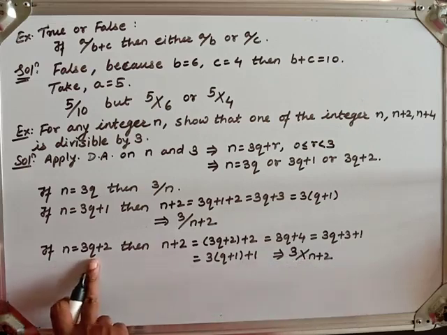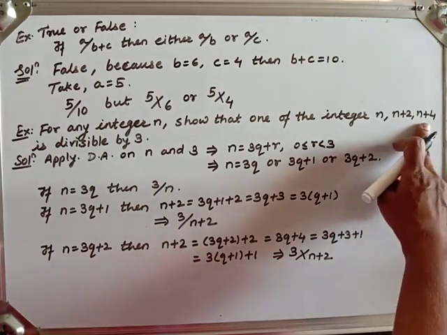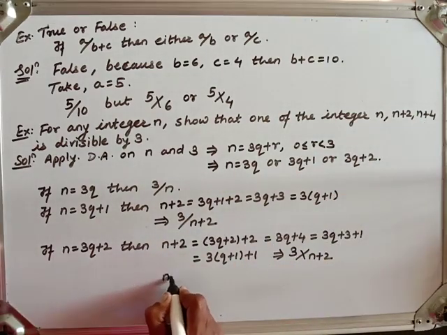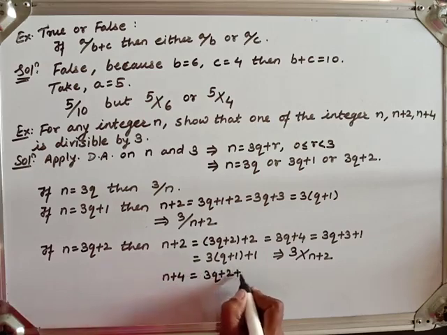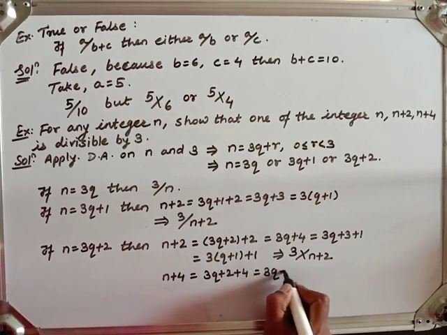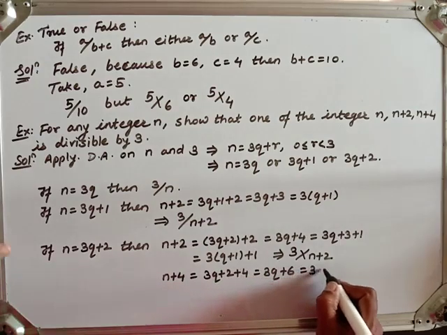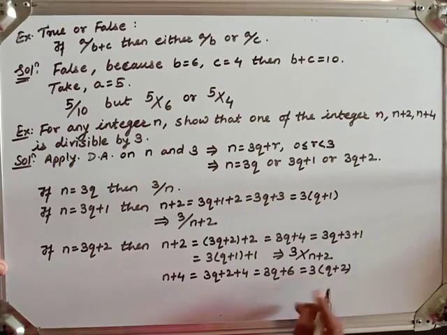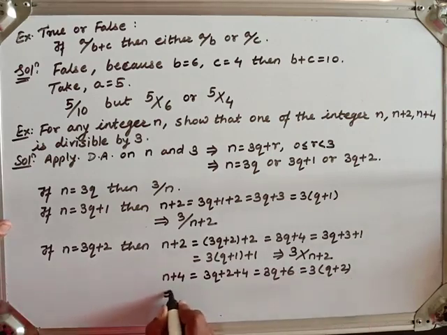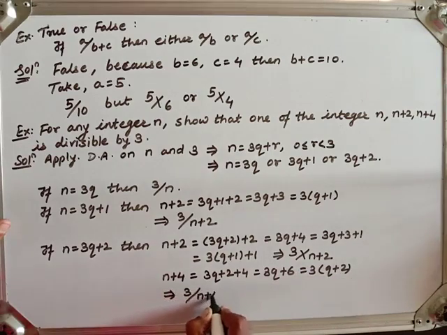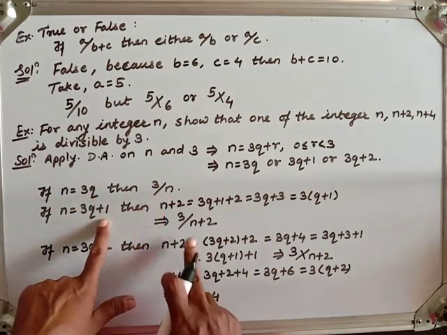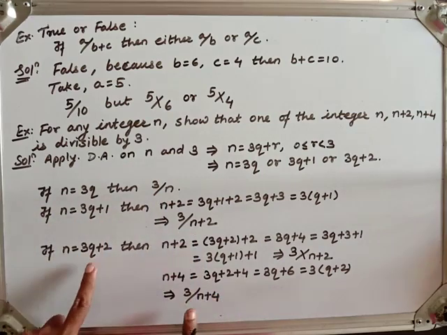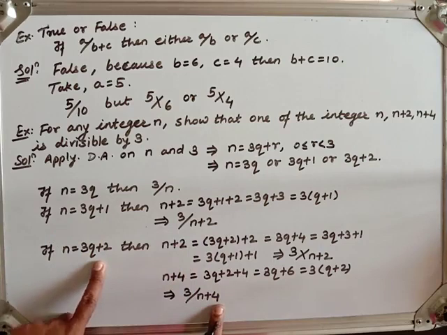So 3 doesn't divide n, and 3 doesn't divide n plus 2. So let us check n plus 4. What about n plus 4 in this case? N plus 4 is 3q plus 2 plus 4. So that will be 3q plus 6. 3q plus 6 is 3 into q plus 2. So now here it is a multiple of 3. Remainder is 0. So this gives 3 divides n plus 4. So when n is equal to 3q, 3 divides n. When n is equal to 3q plus 1, 3 divides n plus 2. And when n is equal to 3q plus 2, 3 divides n plus 4.